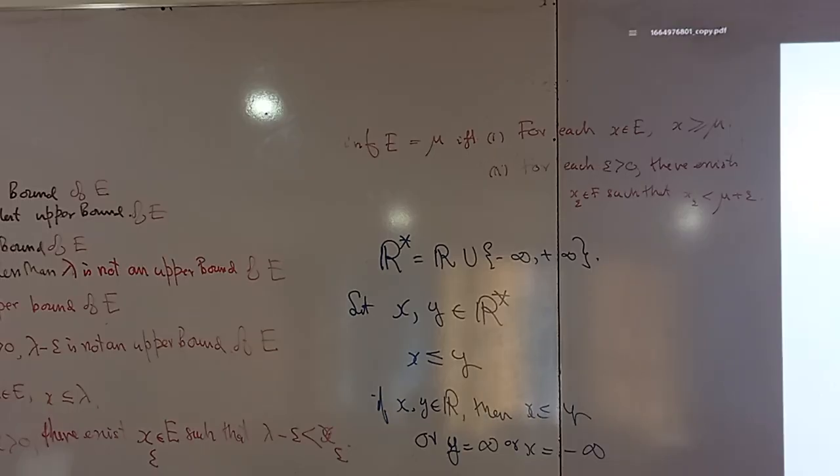6.2.6 supremum of sets of extended reals. Let E be a subset of R star. Then we define the supremum of E, the least upper bound of E, by the following rule. If E is a subset of R, the supremum of E is what you know already. But if E contains plus infinity, by any chance, then sup E is plus infinity.